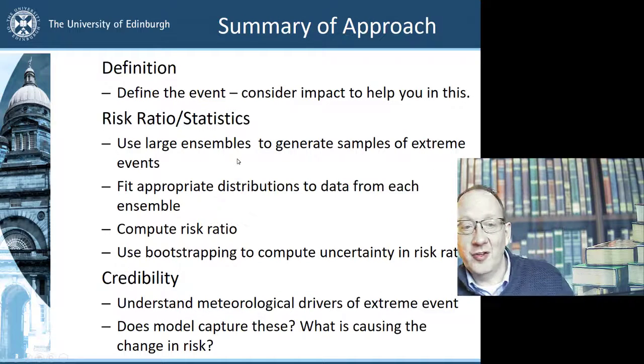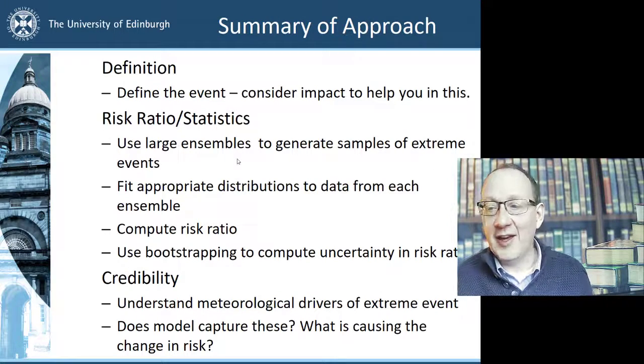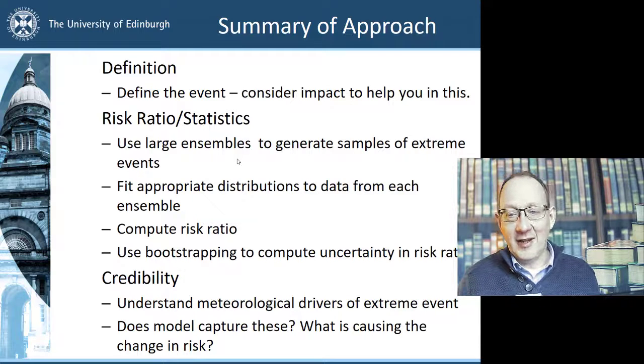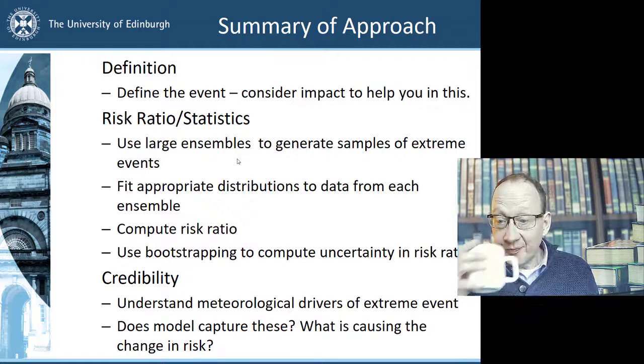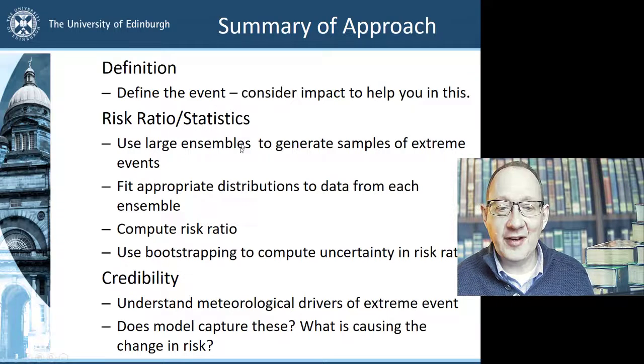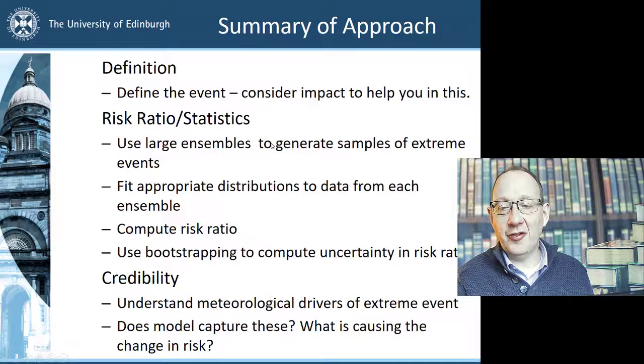So in summary of the approach: first of all, definition. Define the event, and consider impact to help you in doing this. And we have a bunch of work on what I might call the risk ratio, which is about statistics: use large ensembles to generate samples of extreme events, fit appropriate distributions to data from each ensemble, compute the risk ratio, and use bootstrapping to compute uncertainty in the risk ratio. And then a final bit on credibility: understand the meteorological drivers of the extreme event. Does the model capture this? Ask what's causing the change in risk. And I think that's effectively the approach that we're going to support you to follow in this workshop.